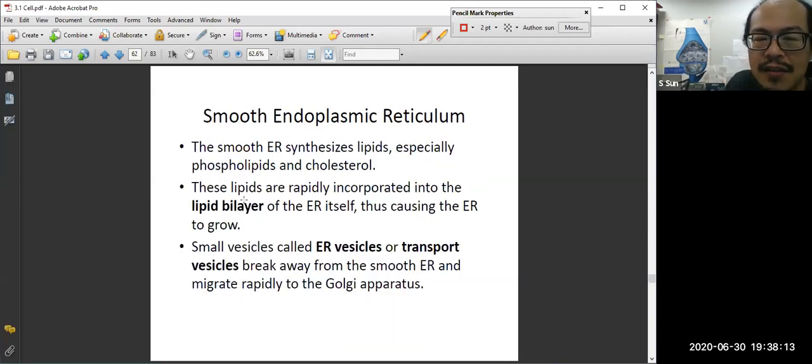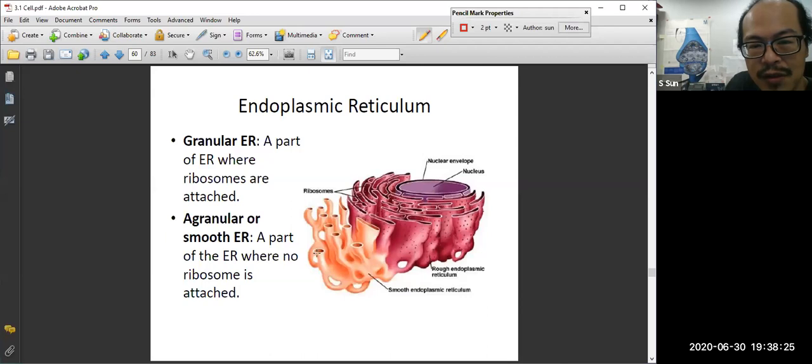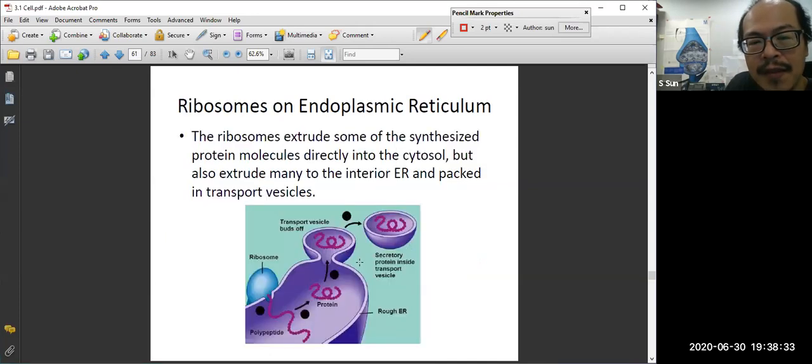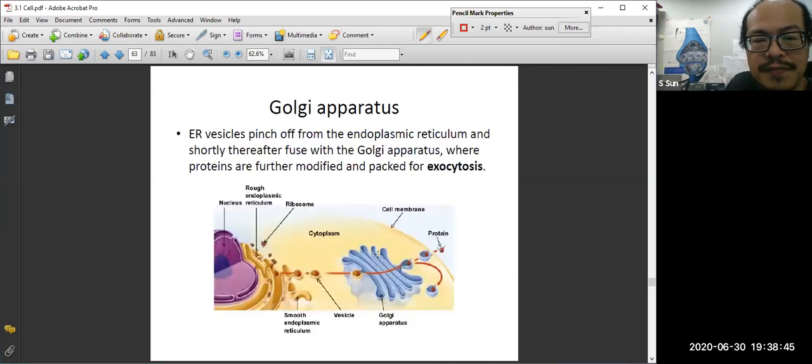Smooth ER contains a lot of material to produce lipid bilayer, right? This is good material to provide the packaging material for vesicles. So they produce lipid bilayer to make the vesicles for protein transportation.